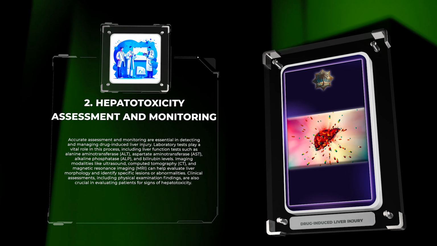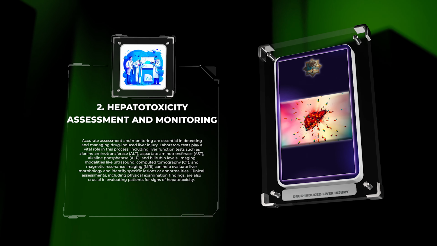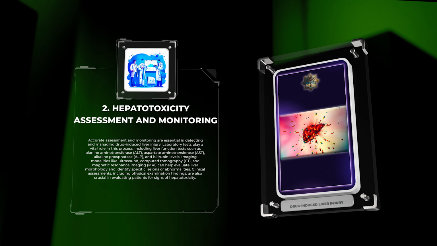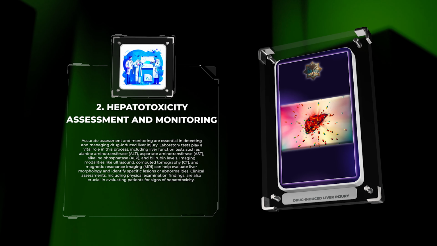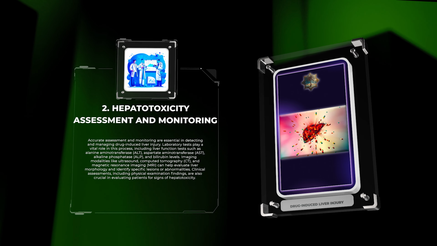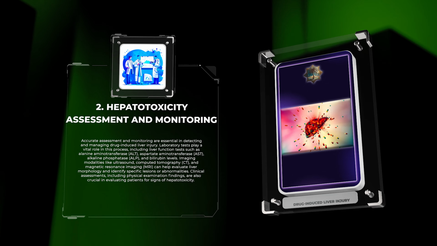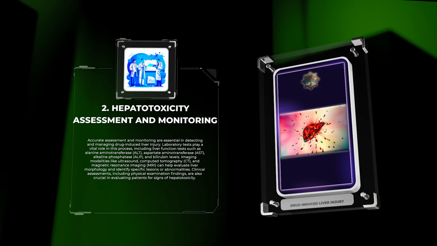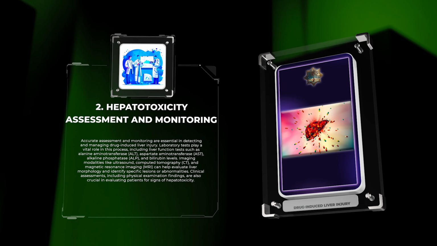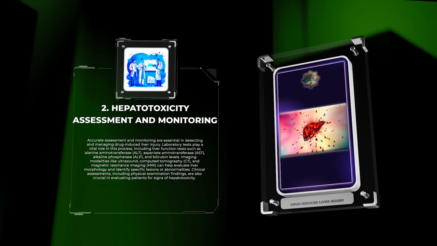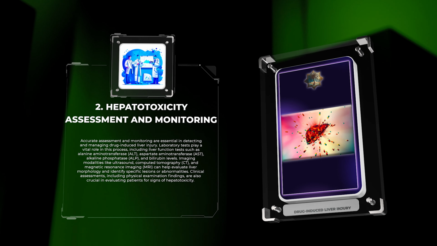Laboratory tests play a vital role in this process, including liver function tests such as alanine aminotransferase, ALT, aspartate aminotransferase, AST, alkaline phosphatase, ALP, and bilirubin levels. Imaging modalities like ultrasound, computed tomography, CT, and magnetic resonance imaging, MRI, can help evaluate liver morphology and identify specific lesions or abnormalities. Clinical assessments, including physical examination findings, are also crucial in evaluating patients for signs of hepatotoxicity.